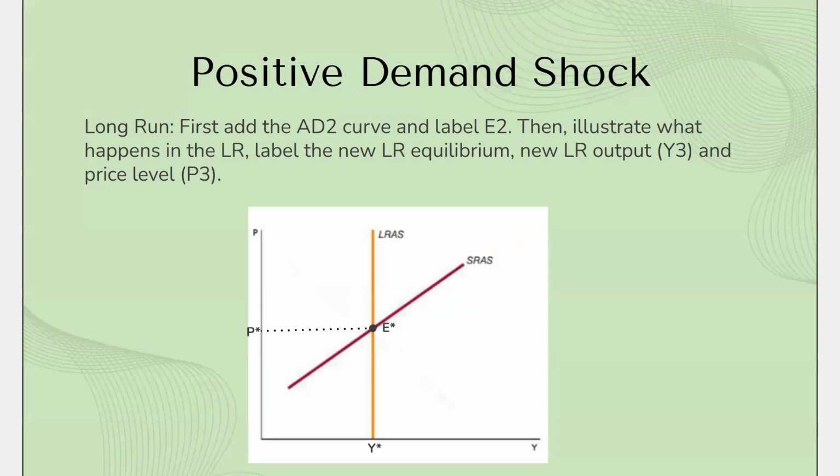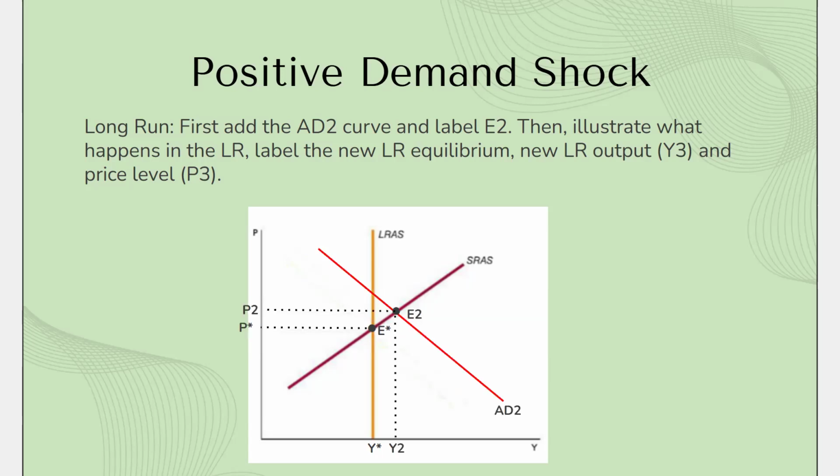In the long run, first add the aggregate demand 2 curve and label equilibrium 2. Then illustrate what happens in the long run, and label the new long run equilibrium, output, and price level. In order to reach equilibrium, be sure to label everything and previously add the shifted AD curve.